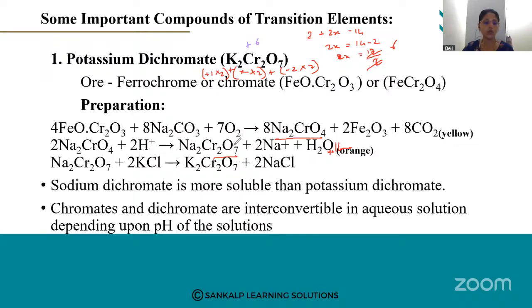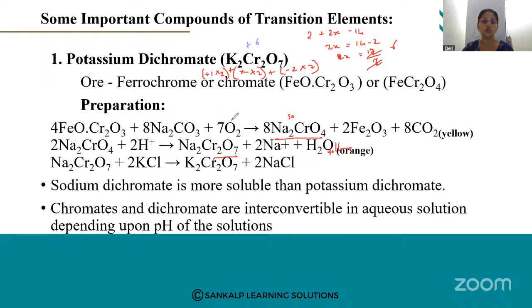Sodium chromate is converted into sodium dichromate, and that sodium dichromate is converted to potassium dichromate. So it follows 3 steps. Here, in the first step, what happens? Finely powdered chromite ore is treated with soda ash and quicklime.